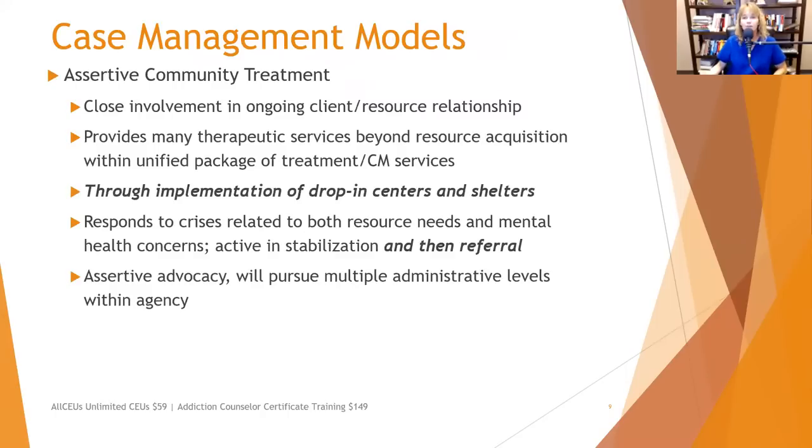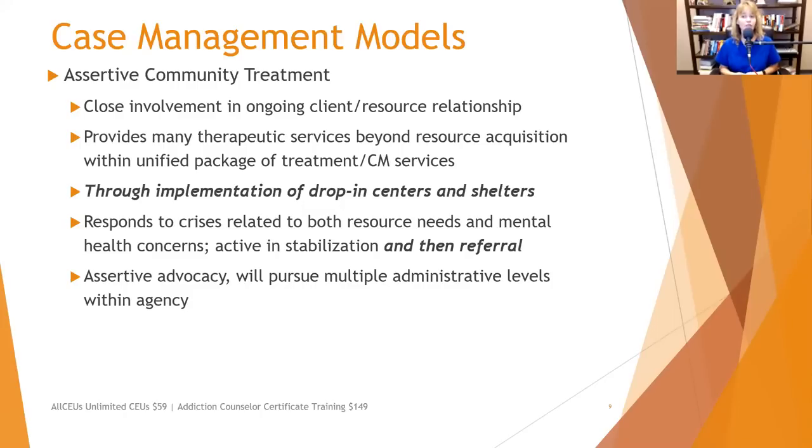There is a close involvement in the ongoing client resource relationship in assertive community treatment. You're not going to have Jim Bob go to an agency where he sees a different psychiatrist every single month. It's going to be the same psychiatrist, which is on your team, because then we can see small changes and intervene early before there is a necessary problem. It provides many therapeutic services beyond resource acquisition with a unified package of treatment services. This can include drop-in centers, clubhouses, shelters. There are a variety of things that can be included.